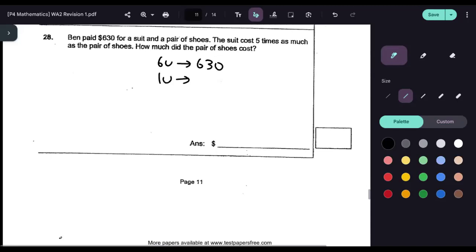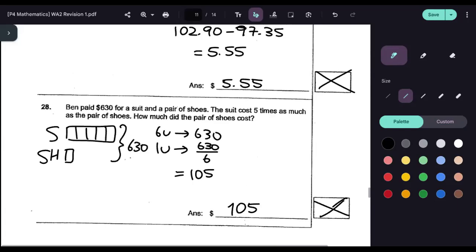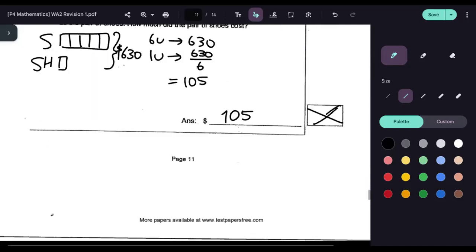And he only wants the shoes, so 1 unit only should be 105. Okay, so the pair of shoes actually costs $105 because they only want 1 unit. To make it easier for you to see, we'll draw this 1, 2, 3, 4. Okay, this whole thing is 630. Okay, so that is where I'm going to call it for today.